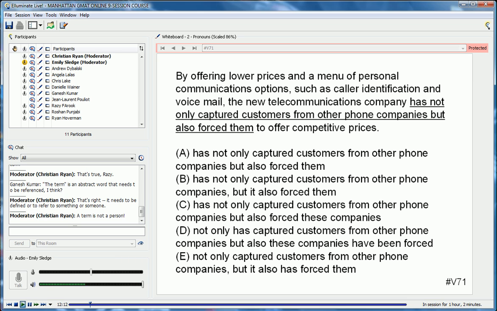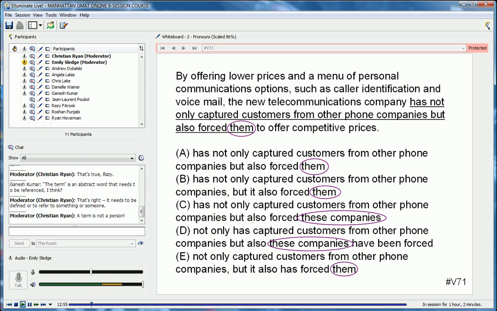Okay, Chris, would you grab the mic and talk about any splits you saw and choices that you eliminated for various reasons? Yeah, sure. So I think the biggest thing was the them. So but also force them, and so at the end of each of the options, the them seemed to refer to the other phone companies. So that didn't quite make much sense to me. So I thought C had correctly put the phrase "these companies" back in there, so that it made it very clear.